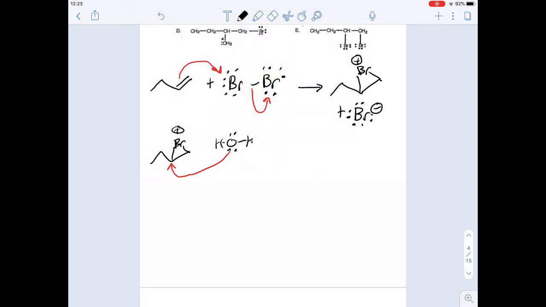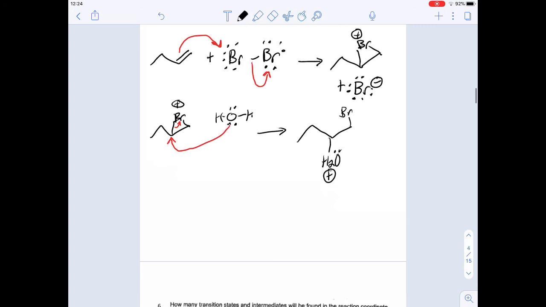Okay? So that is going to cause the ring to open up. I'll draw the arrow in even though O'Connor doesn't. The electrons from this bond are going to go into the Br. So when the ring opens up, it's going to look like this. And of course, H2O is going to have a positive charge on the O. So now our next step is deprotonating the O.